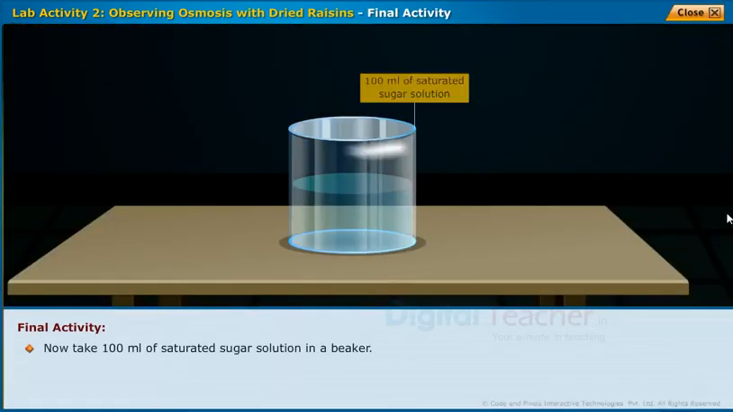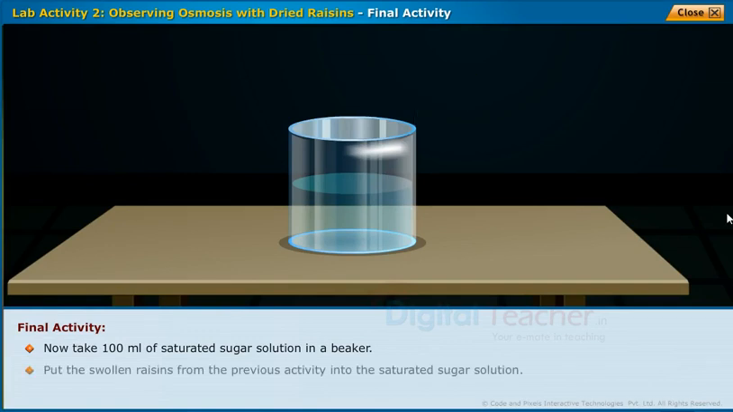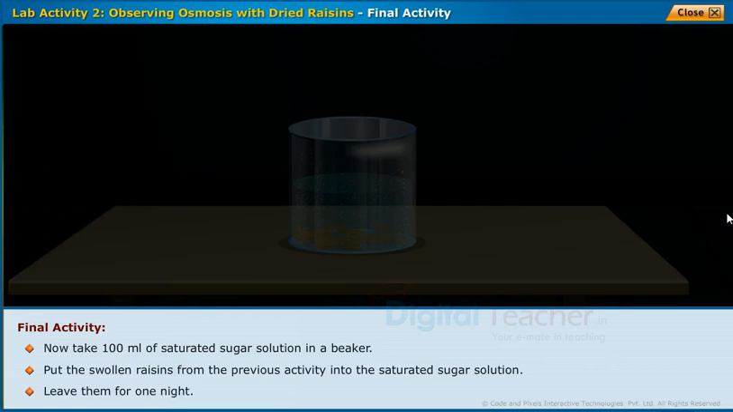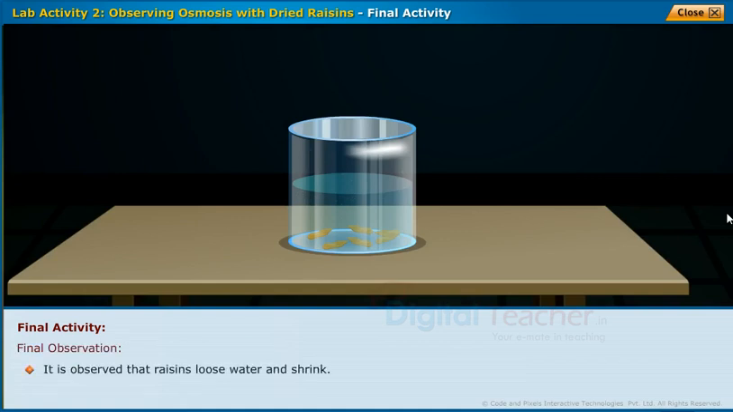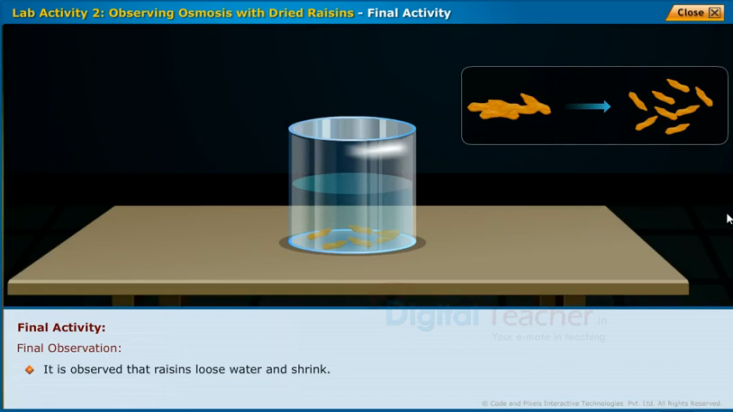Now take 100 ml of saturated sugar solution in a beaker. Put the swollen raisins from the previous activity into the saturated sugar solution. Leave them for one night. Observe the changes the next morning. Final observation. It is observed that raisins lose water and shrink.